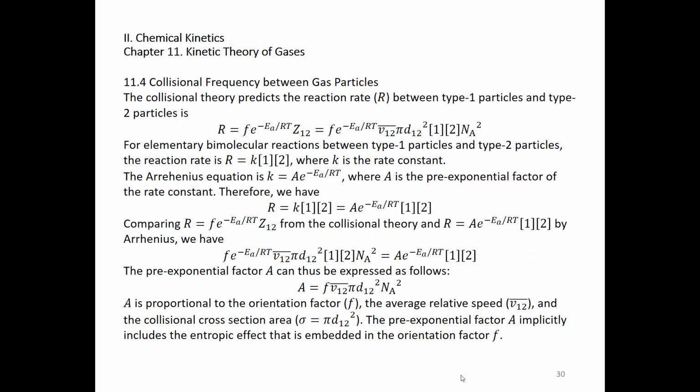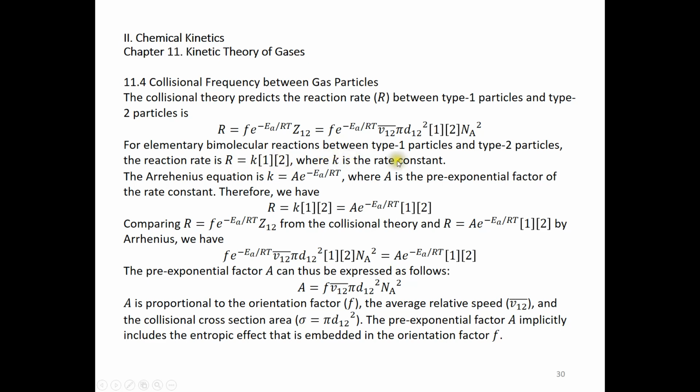Again, the collisional theory allows us to predict the reaction rate between type 1 particles and type 2 particles. Its reaction rate equals the orientation factor, the energy factor, and then the collisional frequency per unit volume, and it can be expanded this way. Now for elementary bimolecular reactions between type 1 and type 2, we learned another expression for the reaction rate. R, the reaction rate, is simply k times the concentration of 1 and the concentration of type 2. This is a simple equation we have learned in general chemistry.